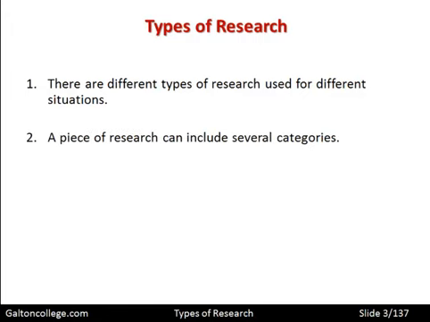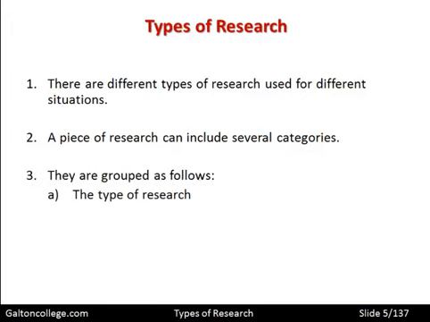Now, a piece of research can include several categories, and these may be grouped as follows. First of all, the type of research. What sort of research is it? Is it research aimed at improving production, improving the position in the market, trying to gain information about the determinants of sale and what determines the purchase decision, and so on. There are different types of research that may be conducted, so it's important to specify and clearly understand what is meant by the type of research.